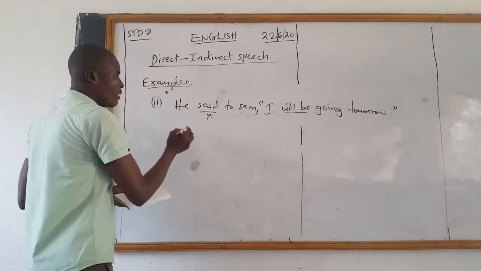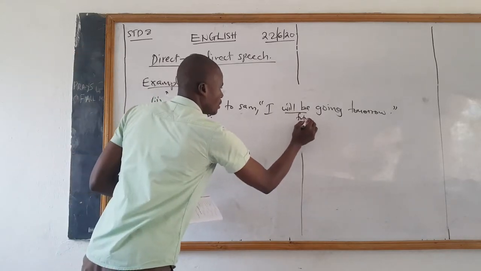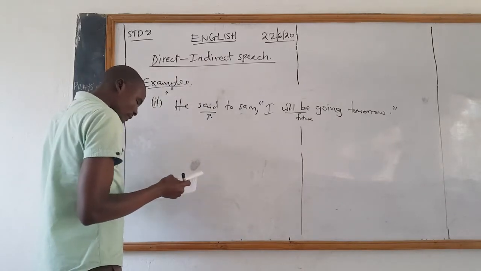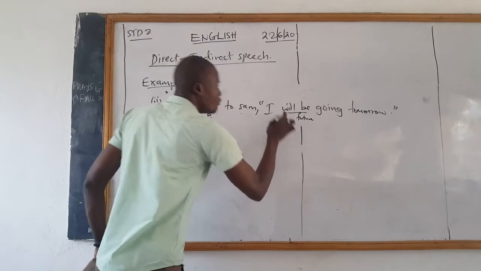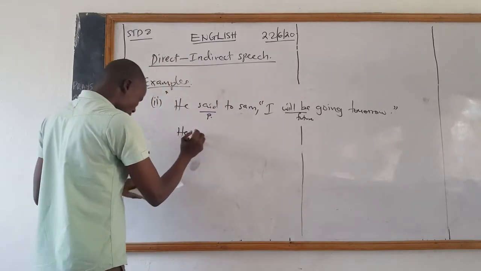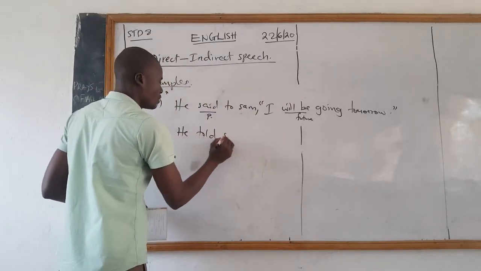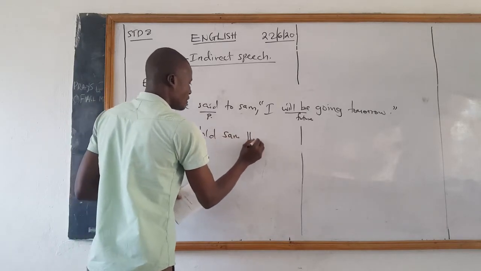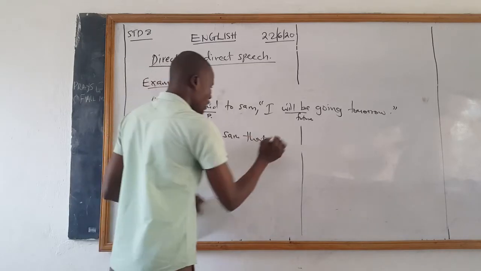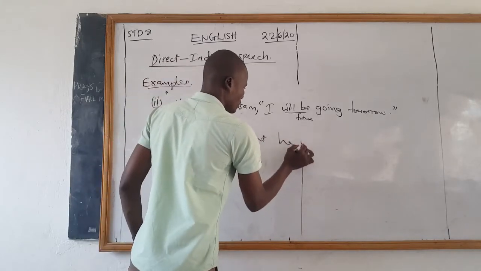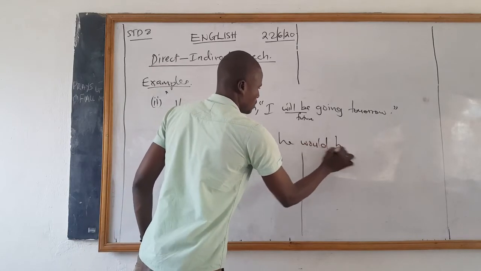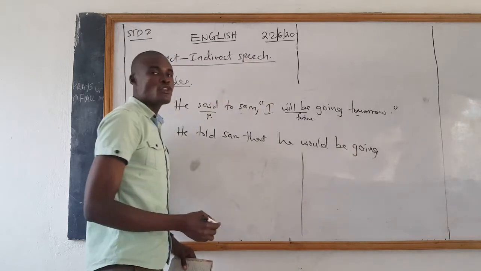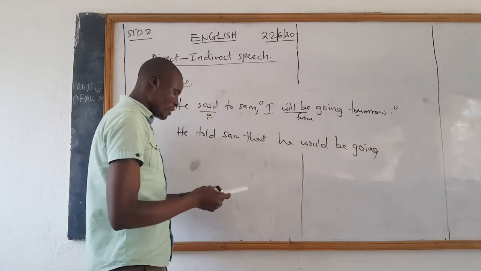So this is future tense. So we'll come and say now, he told Sam that he would be going. So it changes to would now. He told Sam that he would be going. And you can see tomorrow here. You can't say you'll be going tomorrow. Tomorrow changes to be the next day.